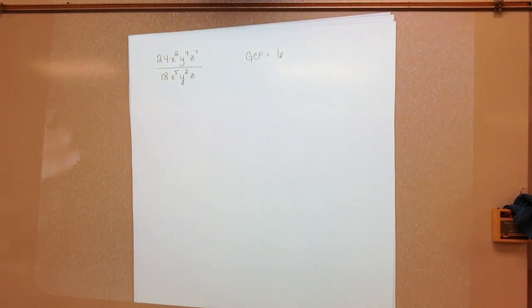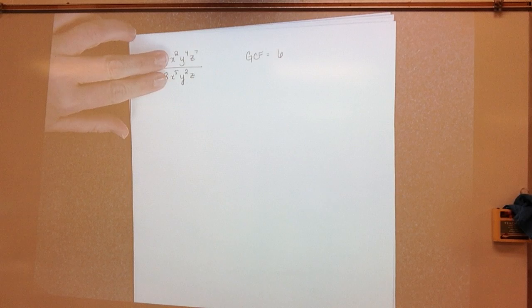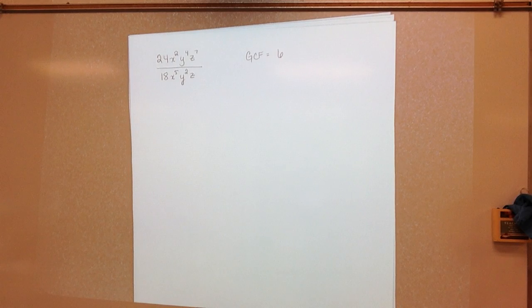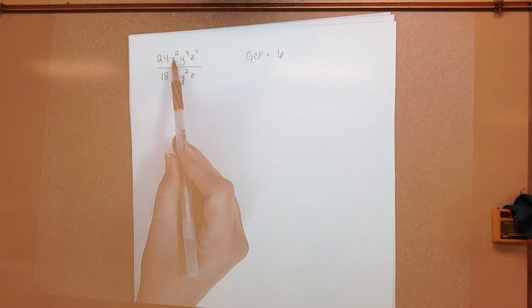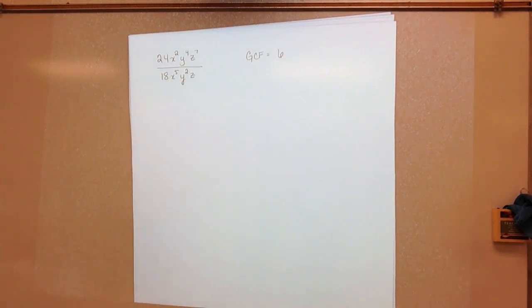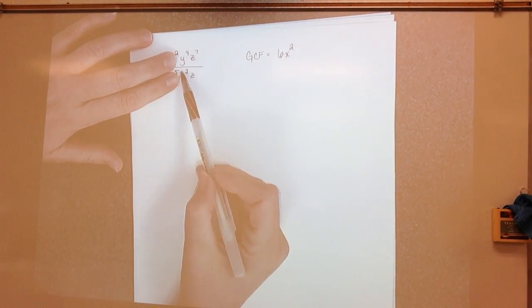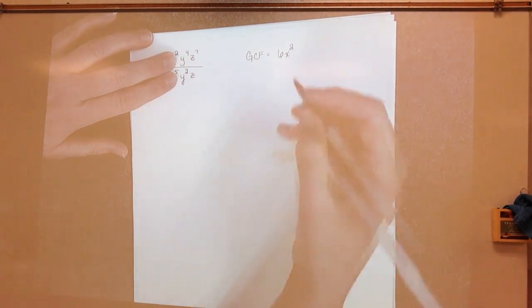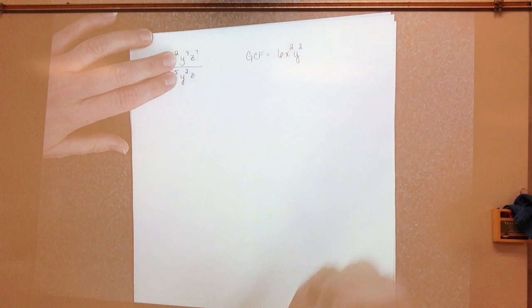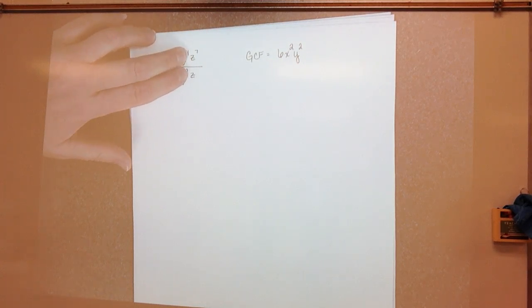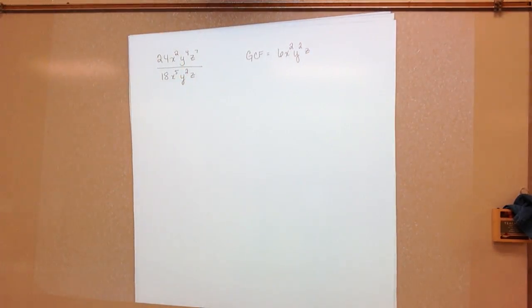Let's look at my x squared and my x to the 5th. How many of those can I pull out of there? Well, they only share 2 x's. I can't pull 5 out because it's not fair, there's not 5 up here. So I can pull out 2 x's. Let's look at our y's. I've got 4 up here and 2 down here, so I can pull 2 of those out. And let's look at our z's. I've got 7 up here and 1 down here. I can pull 1 out. So my greatest common factor is this, 6x squared y squared z.